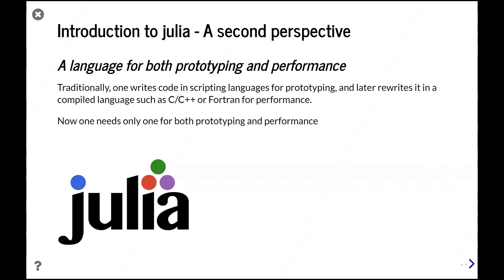Traditionally, one writes code in scripting languages for prototyping and later rewrites it in a compiled language such as C, C++, or Fortran for performance. Now, with Julia, one needs only one language for both prototyping and the performance.